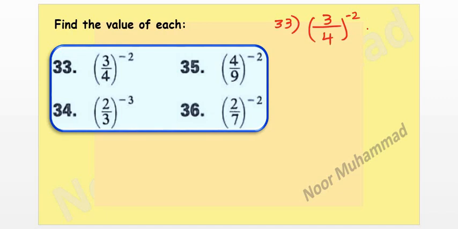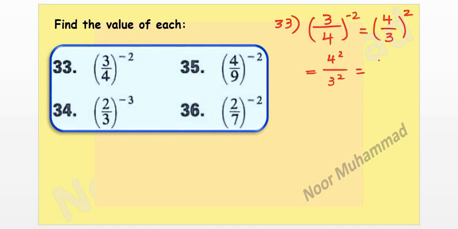If I want to change this -2 into a +2, then I have to flip the base. The base is 3 over 4, so the numerator will go to the denominator and the denominator will go to the numerator, and the power -2 will change into +2, right? So we have 4 to the power 2 in the numerator and 3 to the power 2 in the denominator, because when you put this 2 as an index on the whole fraction, this exponent is not only for the numerator but also for the denominator.